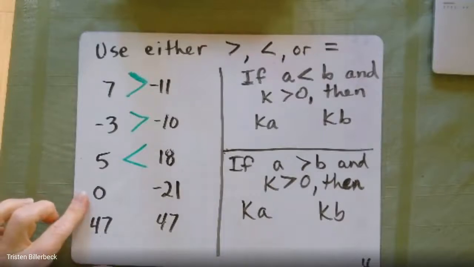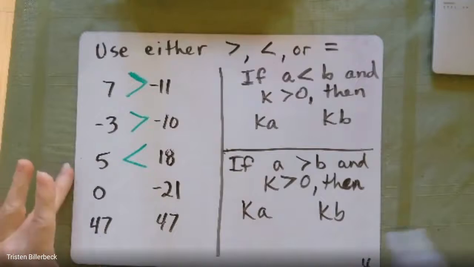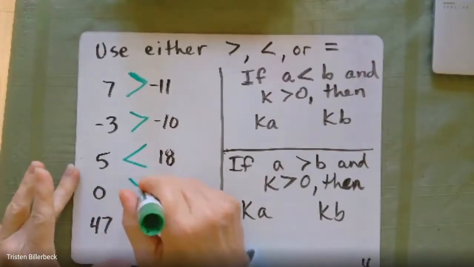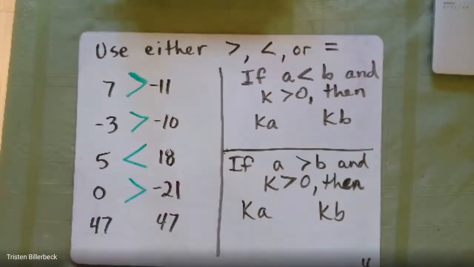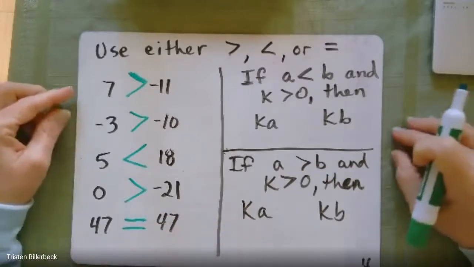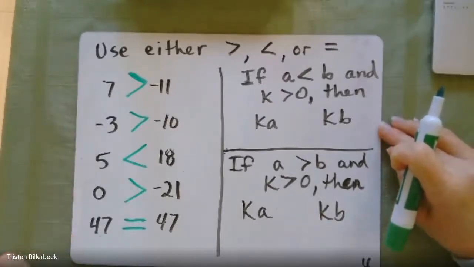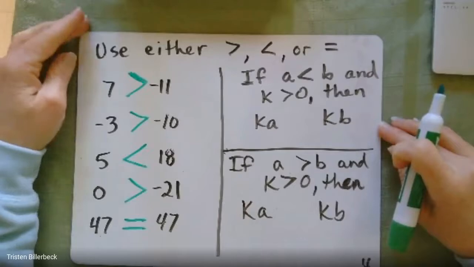We have 0 and negative 21. Believe it or not, 0 is greater than negative 21. And what about 47 and 47? Well, we know that one. That's silly. You're probably going, Ms. Billerback. All right, so let's double check. Is everything right? Yes. Okay.